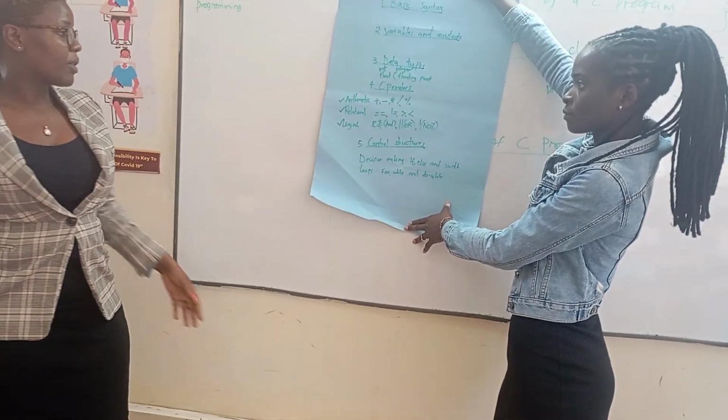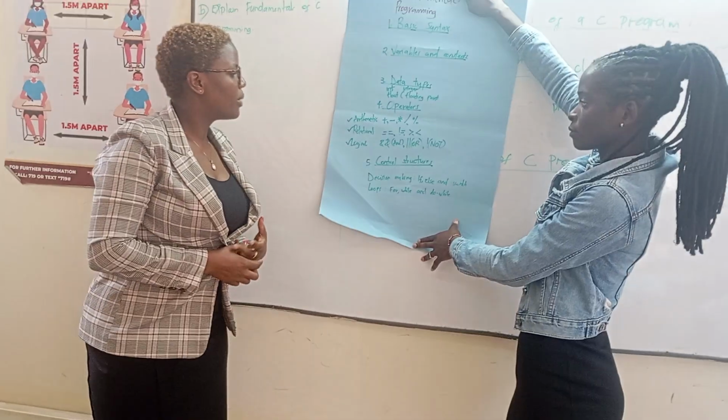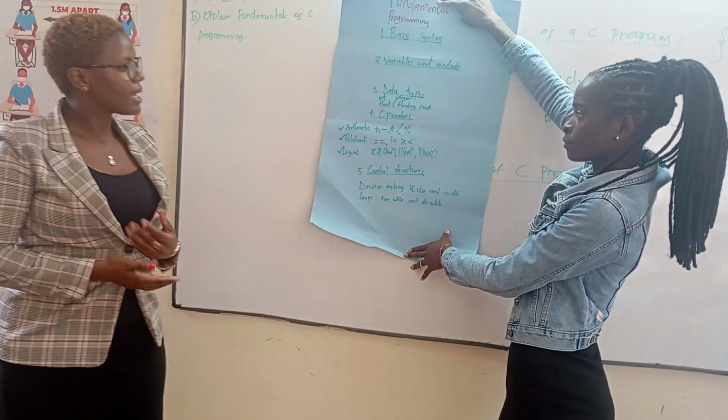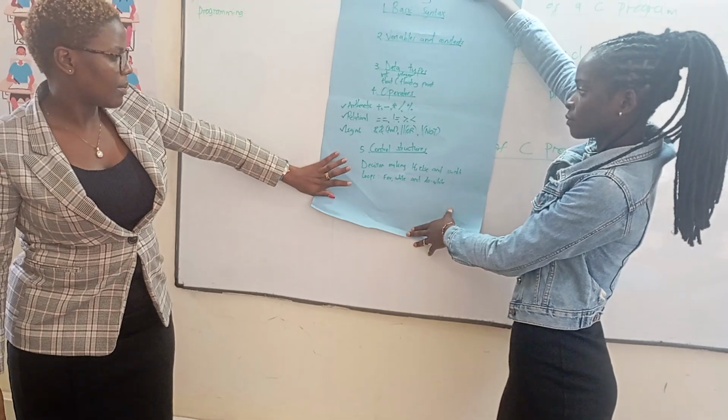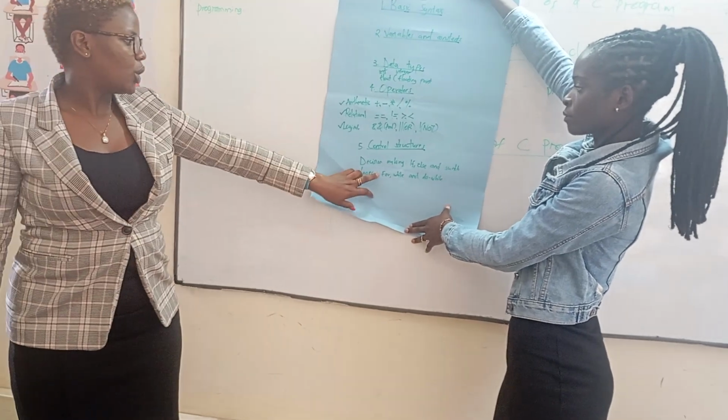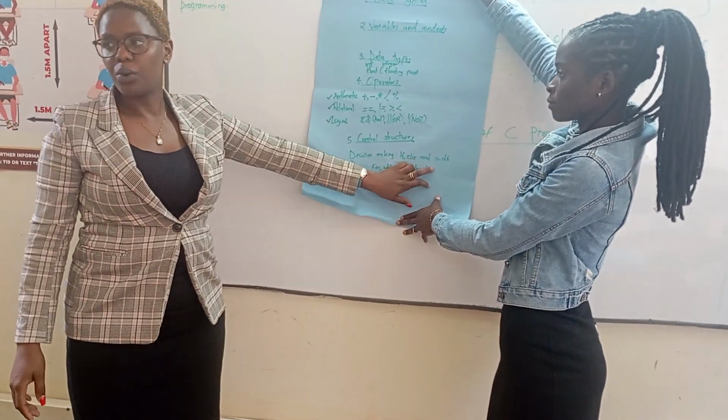Lastly, we discussed the control structures, for example, decision making, that is if, else, and switch statements. And lastly, we discussed the loops. For example, the for loop, while loop, and the do while loop.